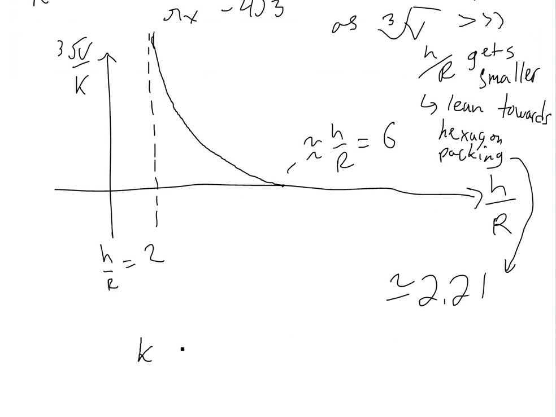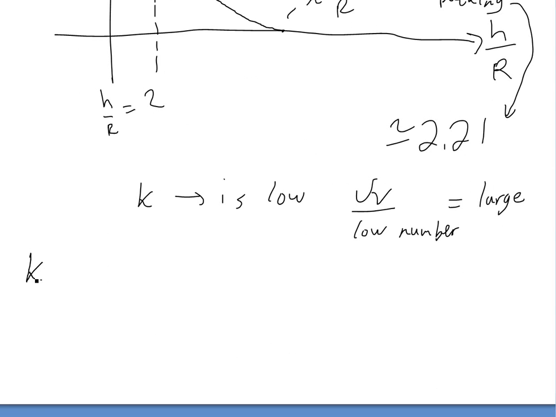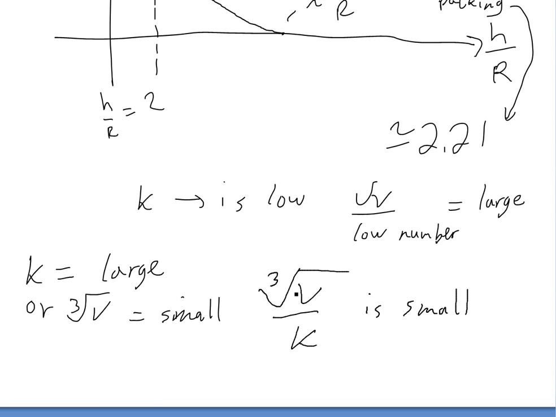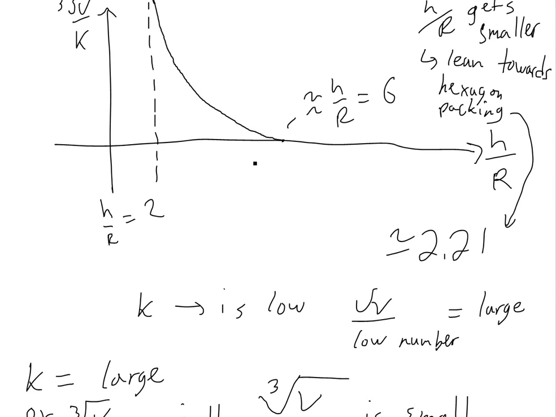Also, if the cost k is low, then what this means is you're going to have a volume divided by a low number. And remember, if you divide by a low number, this is going to be large. So if the cost is cheap, it's going to be up. And also if the volume is large, it's going to be up. But if it's costly, if k is large, or V is small, you're going to have the ratio of the volume over k, the cubed one, that is small.